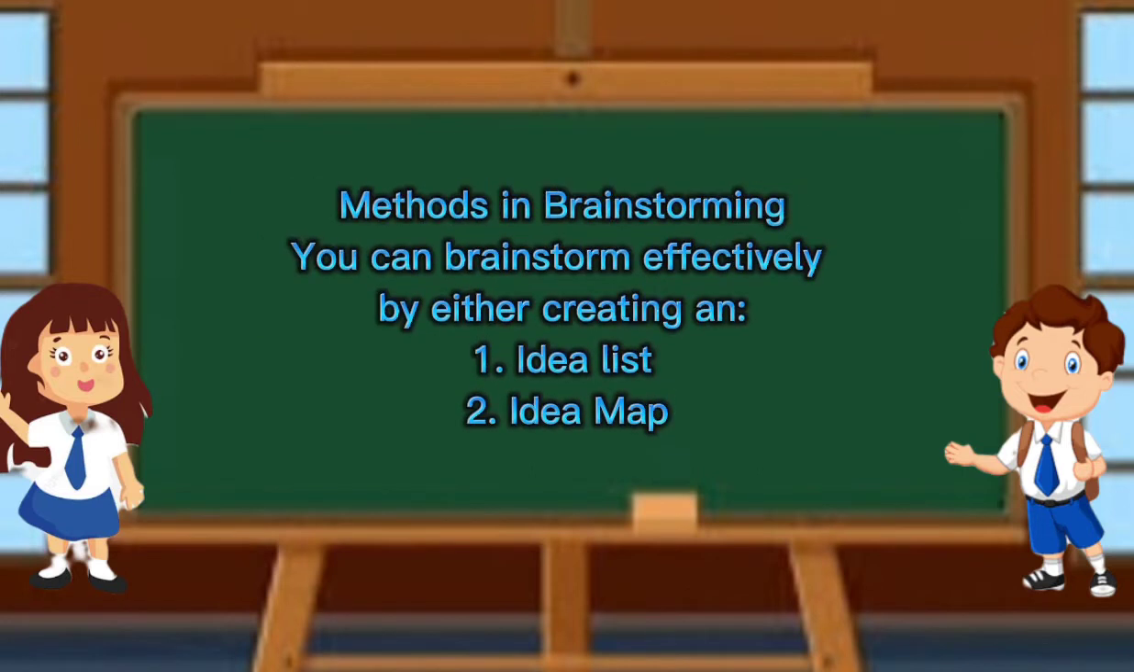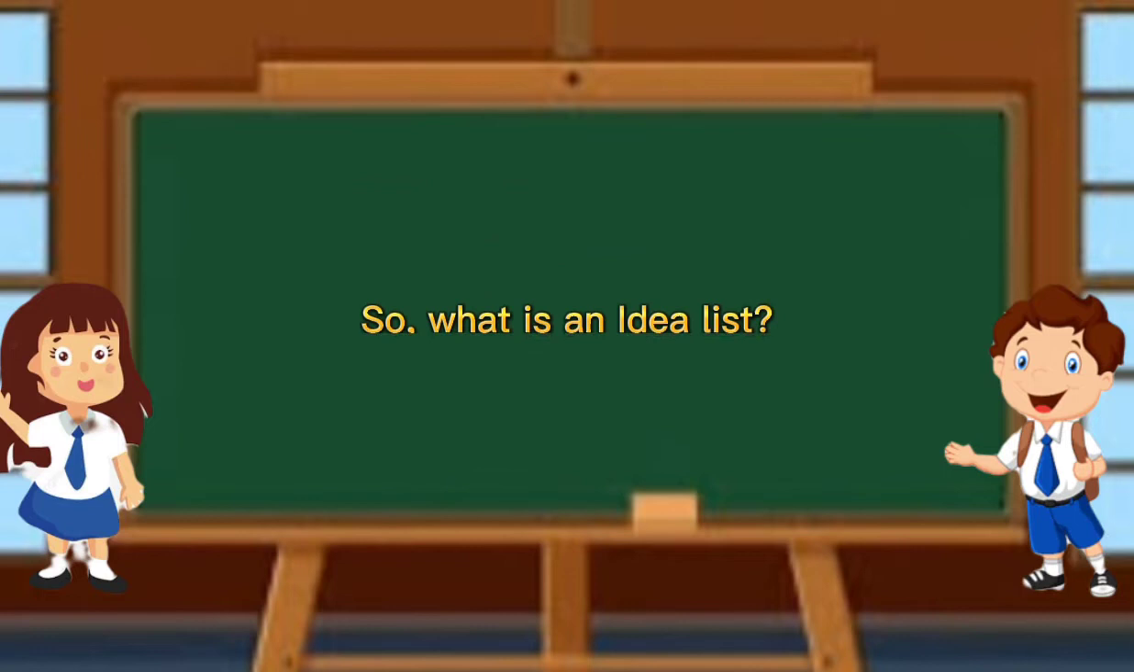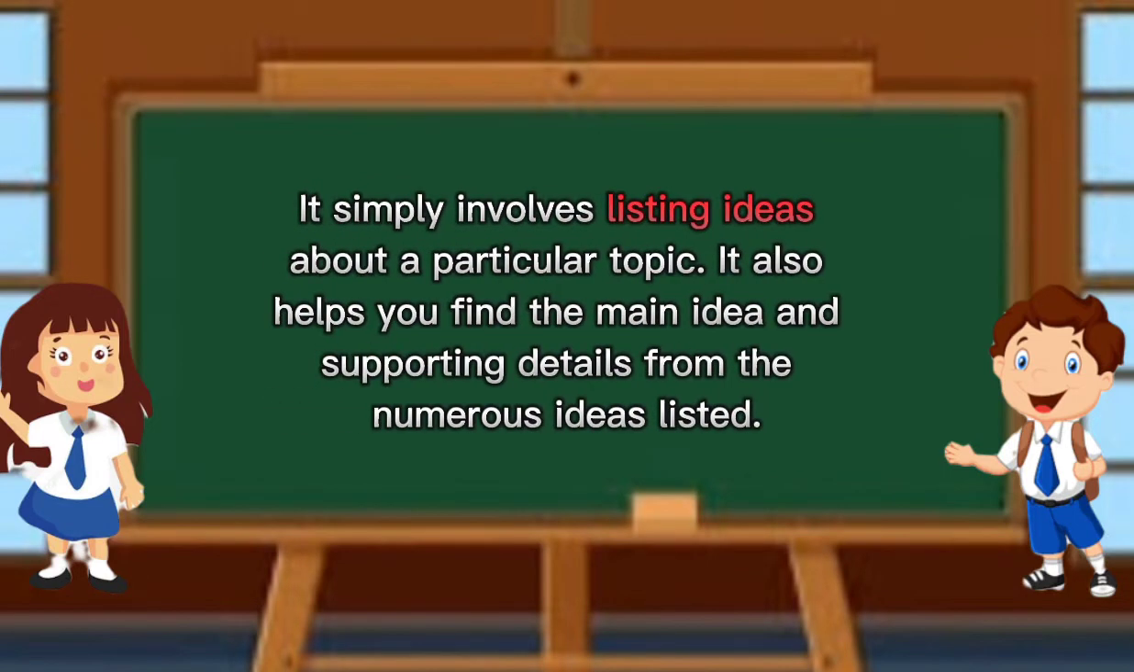Methods in brainstorming. You can brainstorm effectively by either creating an 1. Idea list. 2. Idea map. So, what is an idea list? It simply involves listing ideas about a particular topic. It also helps you find the main idea and supporting details from the numerous ideas listed.